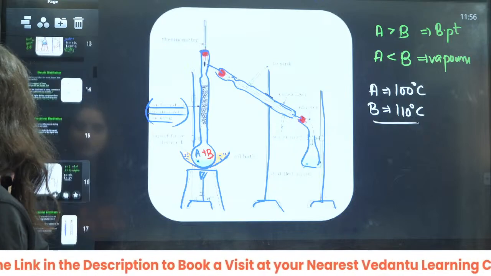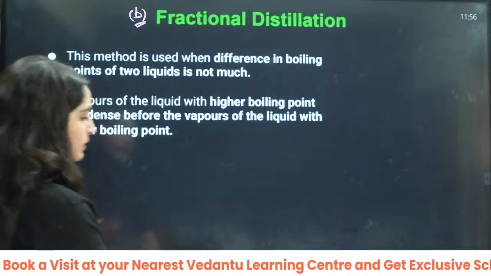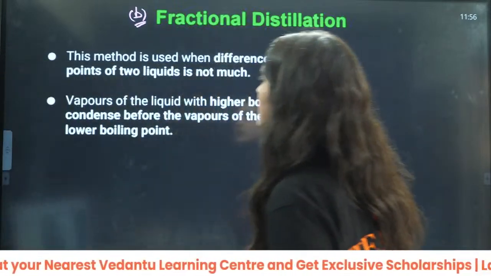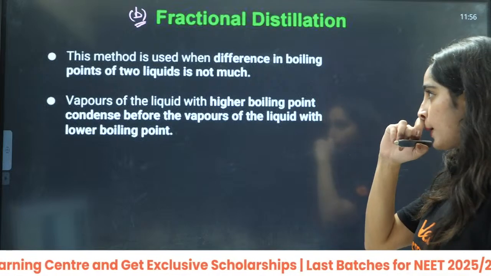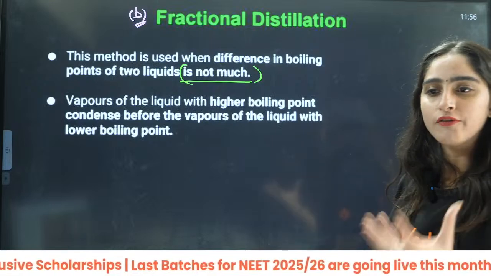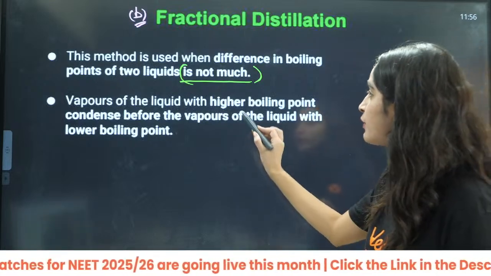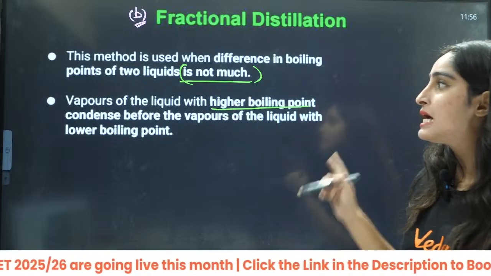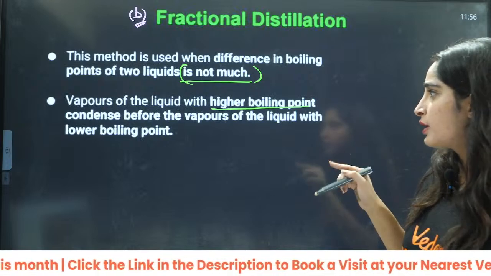Okay, now let us see some of the points here. Let us see the theory part, because theory is very important. This method is used when the difference in boiling point of two liquids is not too much, not very high. Vapors of liquid with higher boiling point condense before the vapors of liquid with lower boiling point.